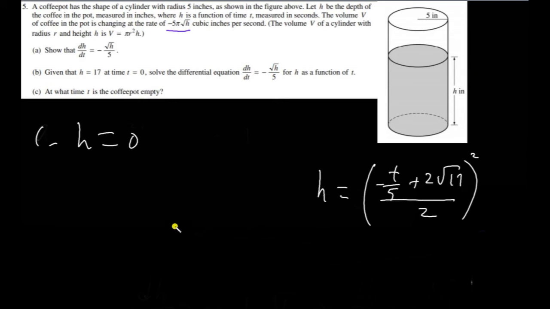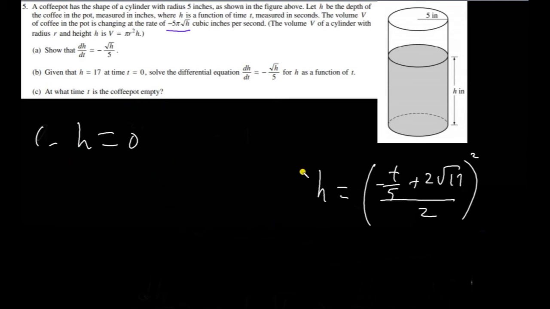Finally, part C. At what time is the coffee pot empty? Okay, so now we have to use a tiny bit of logic. So if the coffee pot is empty, the height is going to be 0, right? So h equals 0. And give me a minute, I'm just going to rewrite the equation that we got in part B. Alright, did that.